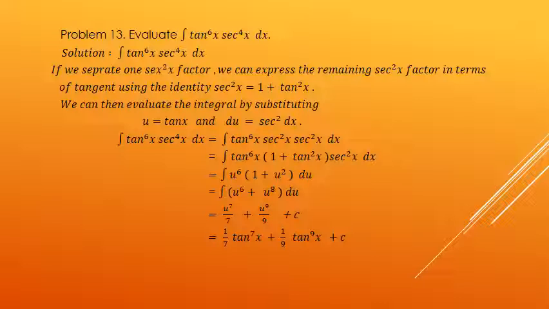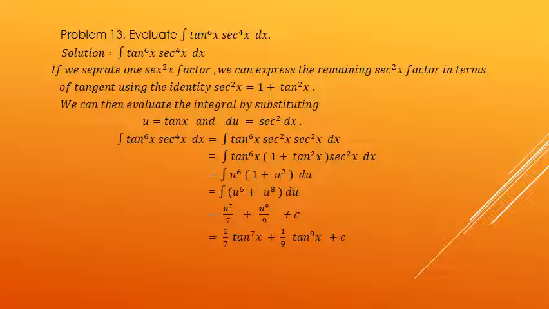So the given integral, the integral of tan^6 x sec^4 x dx, equals the integral of tan^6 x sec^2 x sec^2 x dx, because we break sec^4 x into sec^2 x times sec^2 x. And sec^2 x, in trigonometric identities, equals 1 plus tan^2 x, so we put that here, and the other sec^2 x dx is the same. And we have the substitution process here, so we put the values of u and du in the given integral.